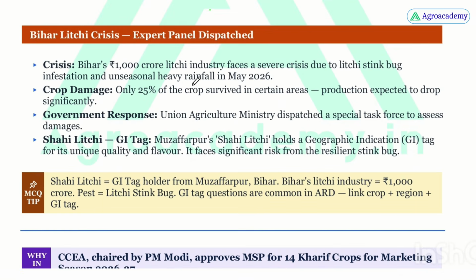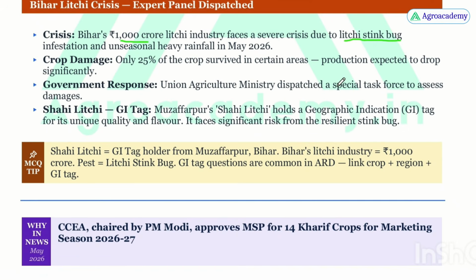So first, we'll be studying the Bihar lychee crisis. Why was it in the news? Because Bihar's 1,000 crore lychee industry has faced a severe crisis due to the infestation of lychee sting bug. And this infestation has happened because of the unseasonal heavy rainfall in the month of May.